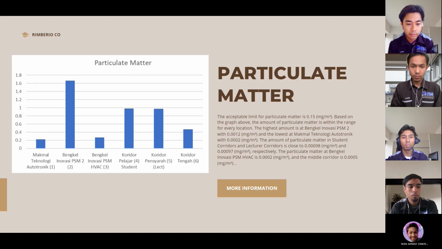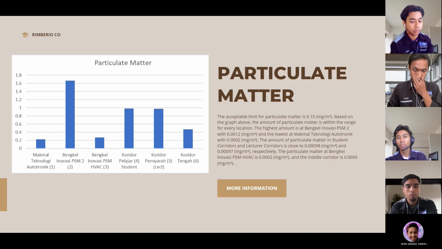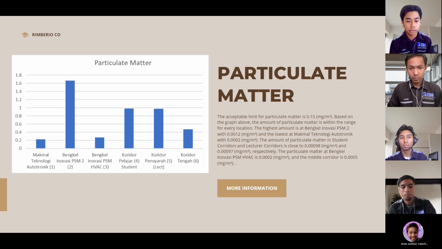Next, for the particulate matter, the acceptable limit for particulate matter is 0.5 microgram per meter cube. So based on the graph above, the amount of particulate matter is within the range for every location. The highest amount is at Bangkok University PSM2 with 0.0012 microgram per meter cube, and the lowest at Magma Technology Ultrasonic with 0.0002 microgram per meter cube.